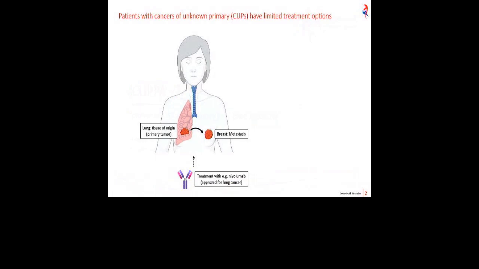So why do we want to classify tissue of origin? Let's say we have a patient that has a metastatic breast tumor, and if we would know that it came from the lung, then we could treat it with lung cancer-specific drugs.